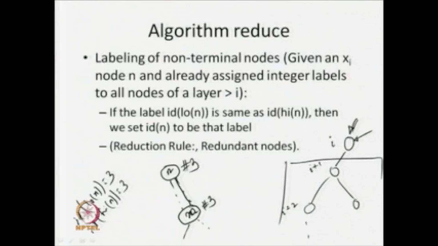What basically it means is that, in the next phase, we are going to merge them together. These will be merged because they have the same label, and this is nothing but the reduction rule for redundant nodes, the removal of redundant nodes, because here I have a redundant test: for both 0 and 1 it gives the same sub BDD. So, if the ID of low n and ID of high n are the same, then n will get that same label. Basically we are putting an integer label, and it is going to help us use this reduction rule, removal of redundant nodes.